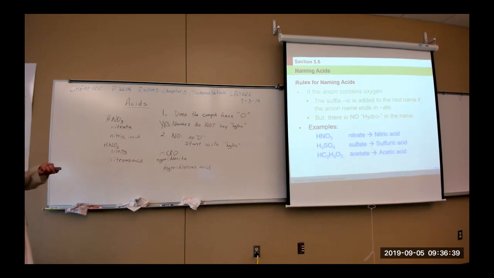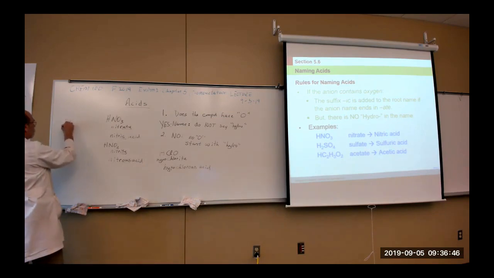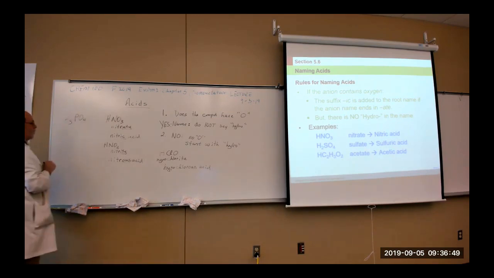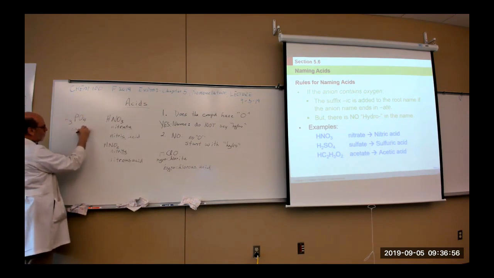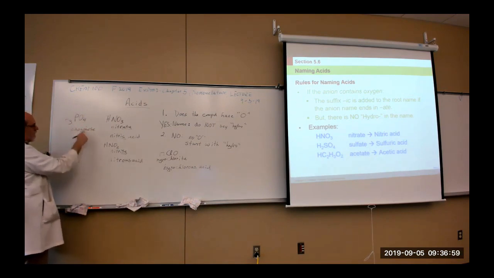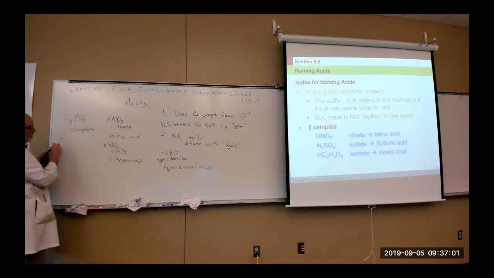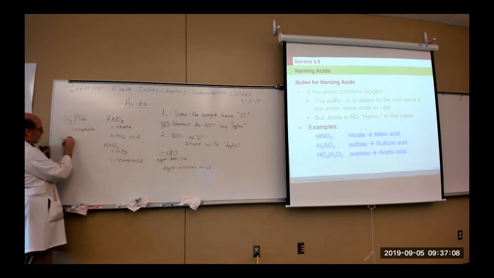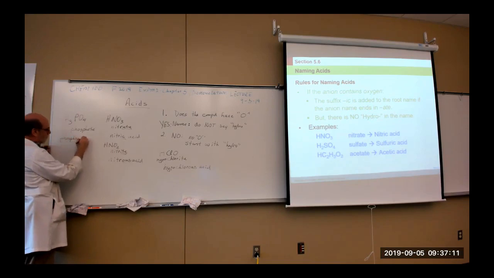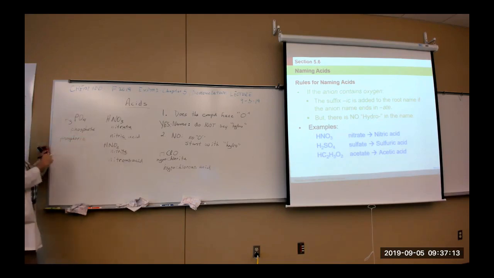This one has 2 acidic protons right here. And this one has 3 acidic protons. PO4 is the phosphate ion, so ate becomes ic. Only we have to modify it just a little bit. Kind of like sulfur, sulfuric. This is phosphoric acid.